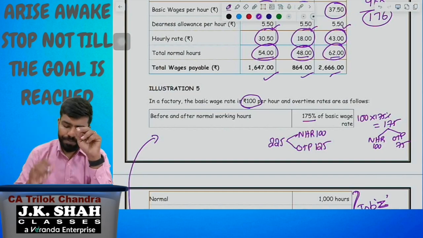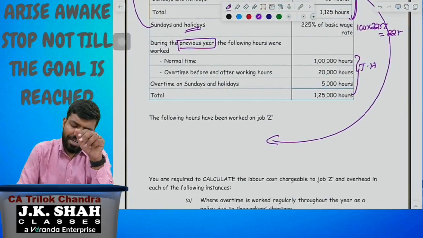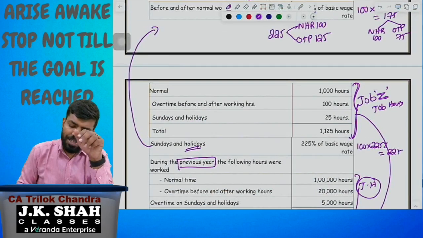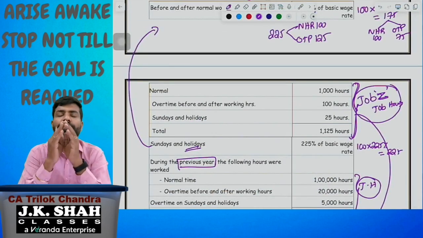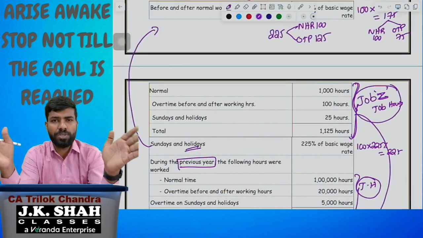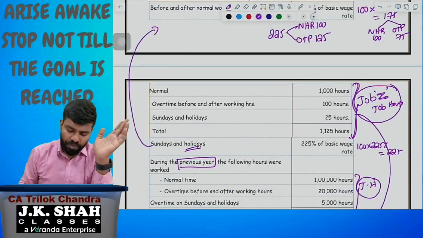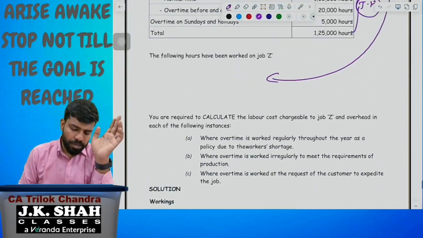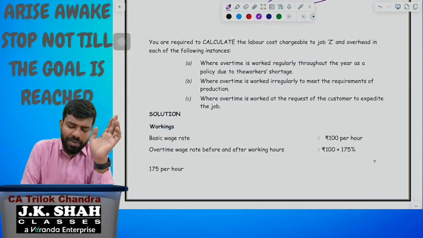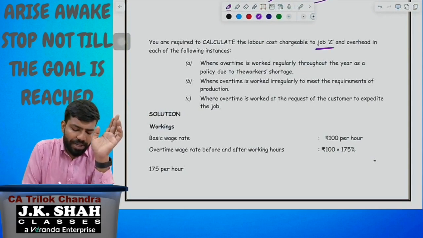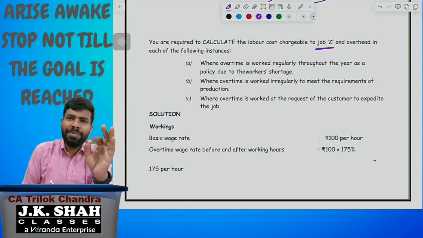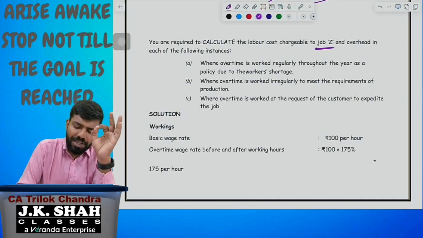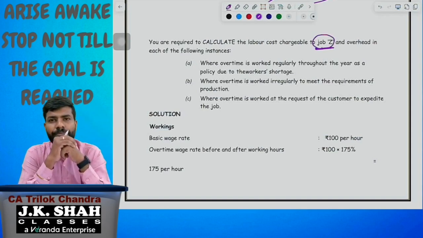Clear on this now? When it comes to hours, they have given total and specific hours worked on job Z. This is the information given in the question. Let us look into the requirements. What is the requirement? You are required to calculate the labor cost chargeable to job Z and overheads in each of the following instances. Ultimately, they are asking how much is the labor cost charged to job Z.